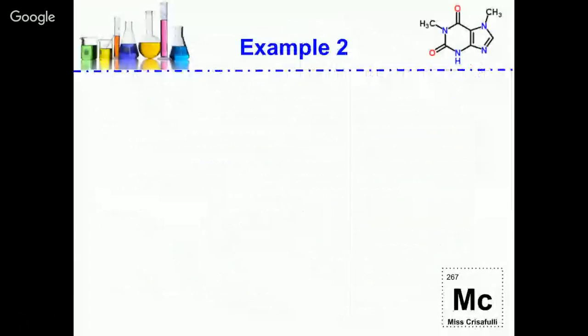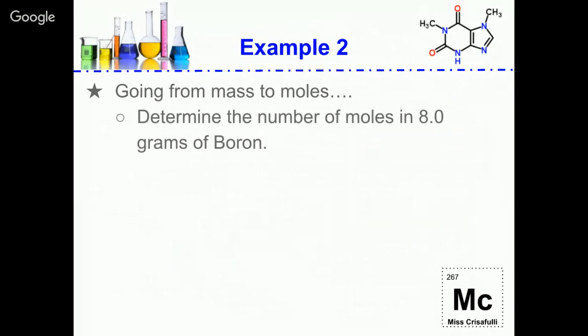Let's look at example 2. Example 2 is the opposite, going from mass to moles. The problem reads, determine the number of moles in 8.0 grams of boron. Once again, it's just an element that we're talking about, so we're going to go to our periodic table, grab the molar mass for 1 mole of boron, which is 10.81 grams of boron.